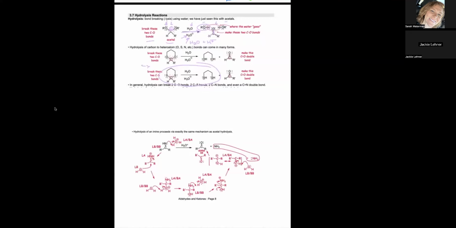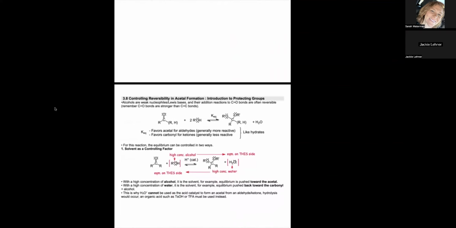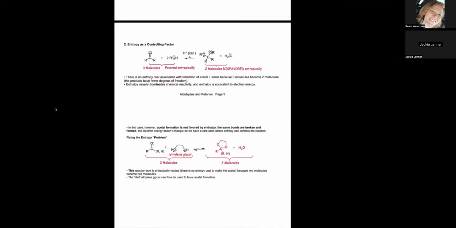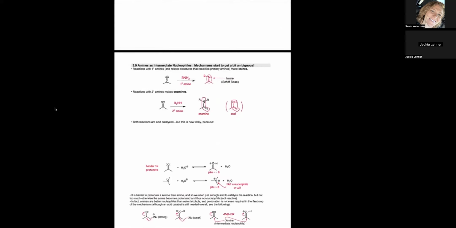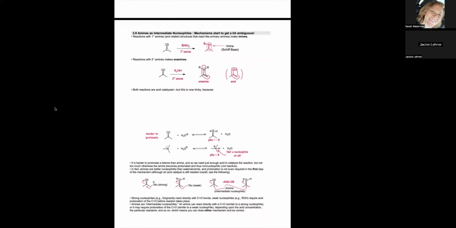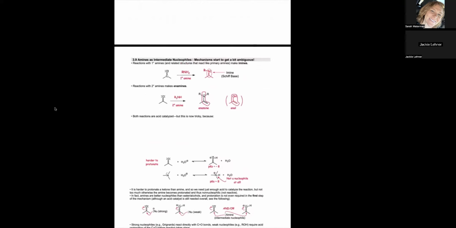So this is on page like 12 or 13. Yeah, it's on page 13. Amines as intermediate nucleophiles. This is when we start to see, here's the really basic definition of it right here.